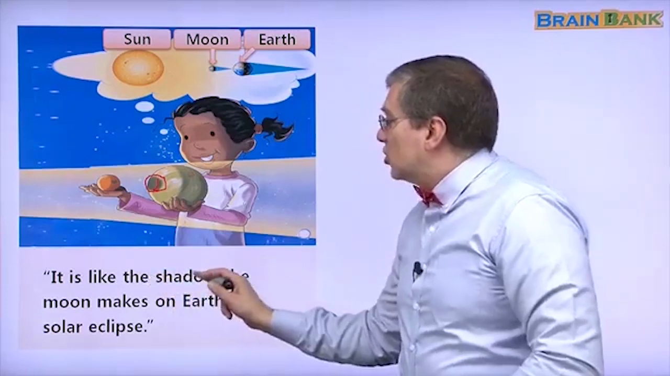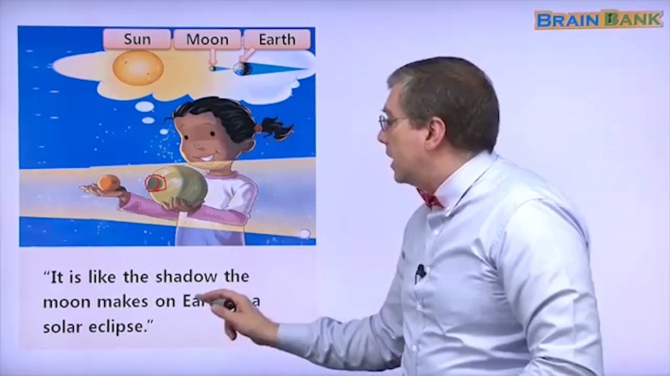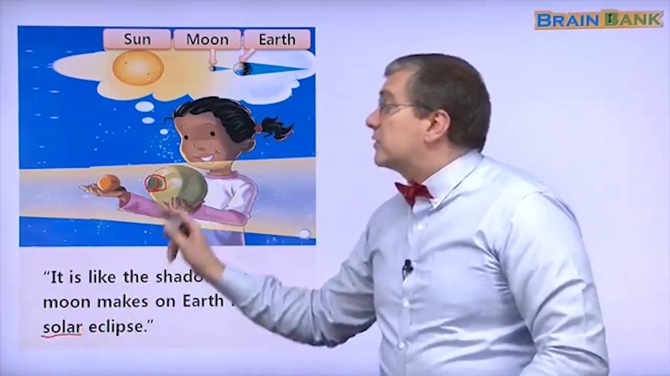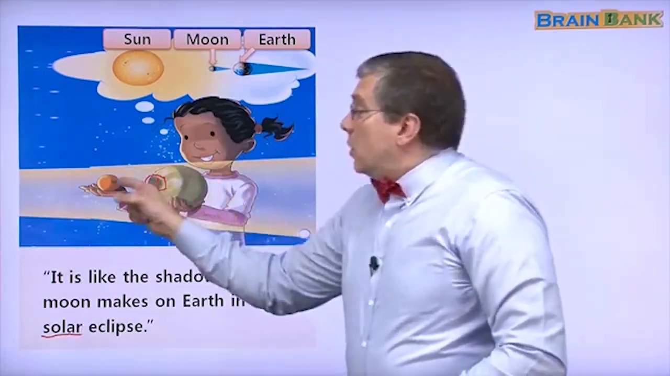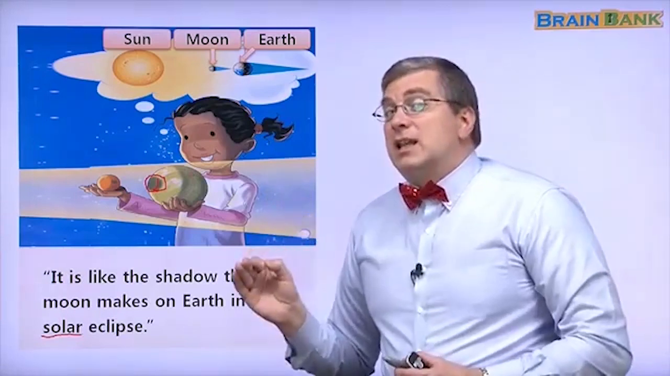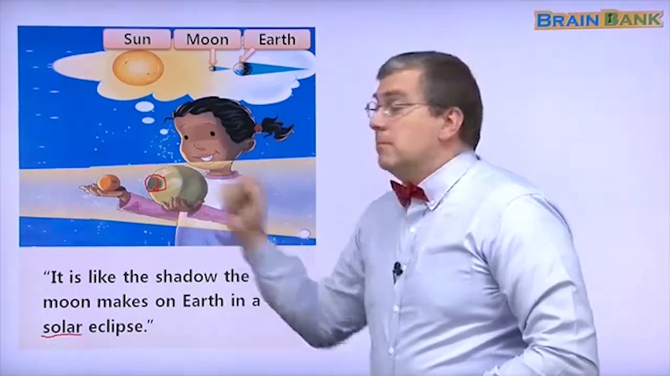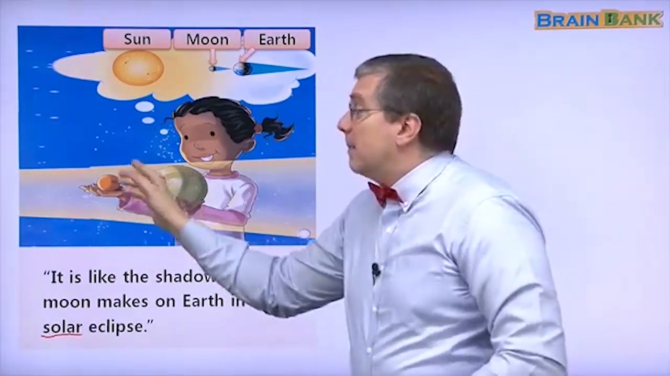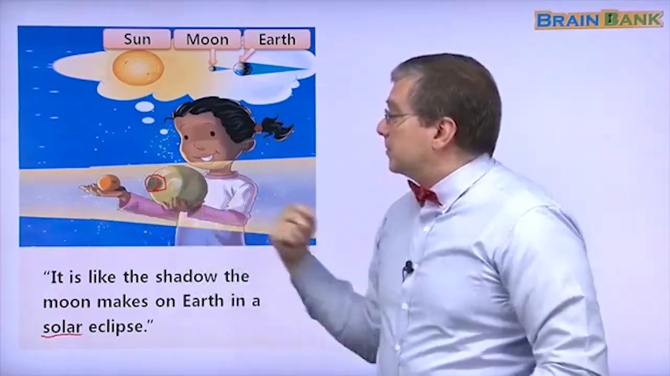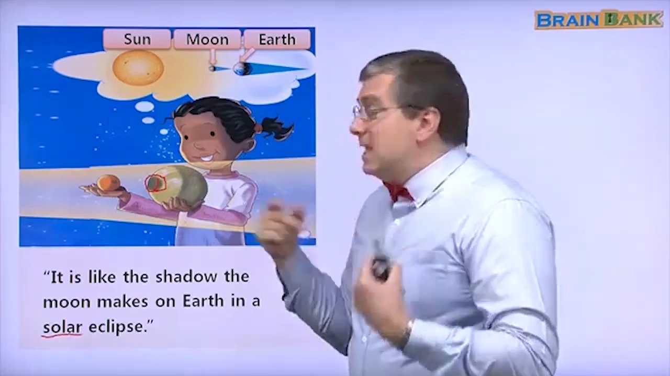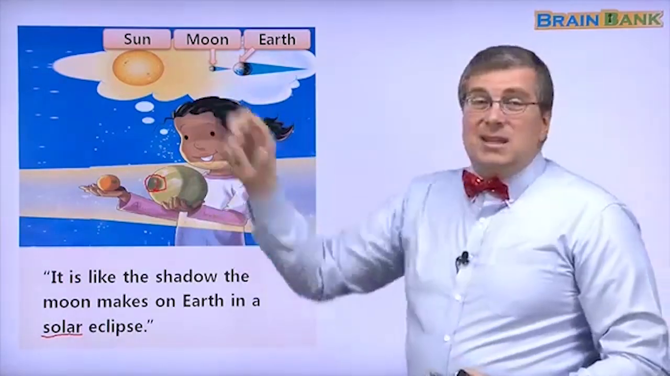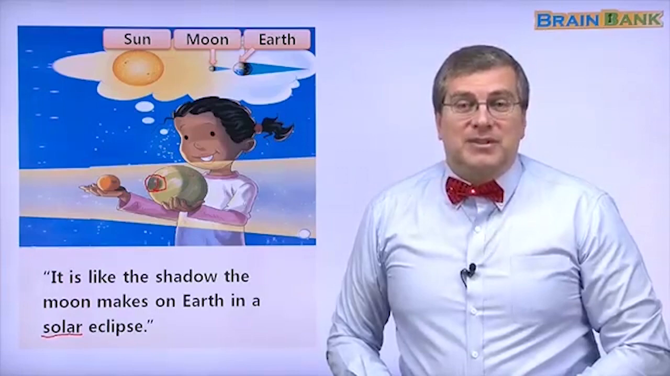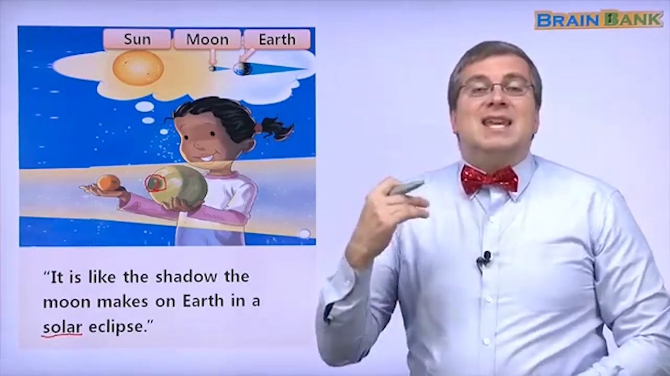It is like the shadow the moon makes on earth in a solar eclipse. In a solar eclipse, the light from the sun is blocked by the moon. Okay? In a solar eclipse, the light from the sun is blocked, stopped by the moon. This is the Earth. If we live here, we can't see the sun. It's blocked. There's a shadow. That is the eclipse. That is what we call the solar eclipse.